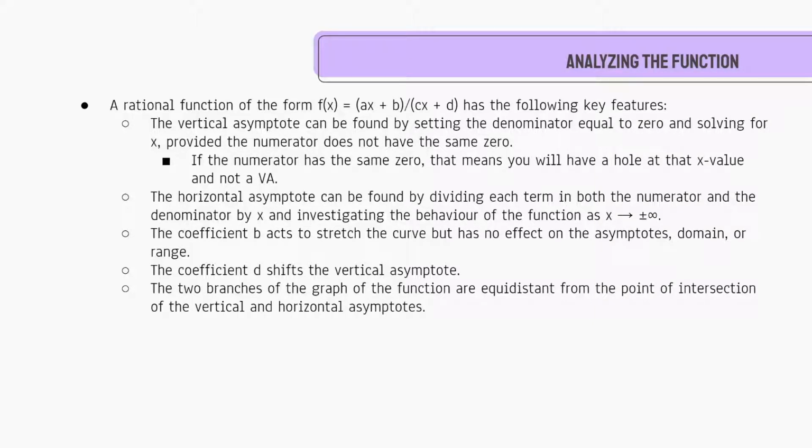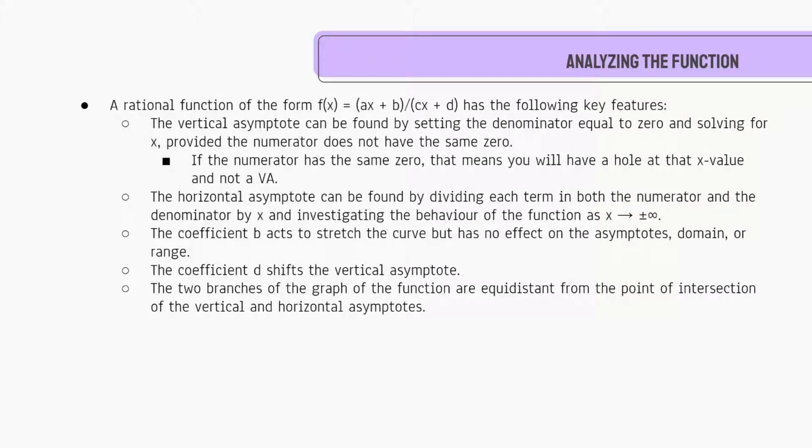The horizontal asymptote can be found by dividing each term in both the numerator and the denominator by x and investigating the behavior of the function as x approaches positive and negative infinity. In case you're wondering why this works, it's essentially the exact same process we've been doing in the last couple of functions. However, here, since we have two x values, it's easier for us to try and make them into just constants rather than dealing with an equation, right? So if we divide everything by x, we would actually eliminate the need to think about the variable. And with that in mind, we could then find the horizontal asymptote.